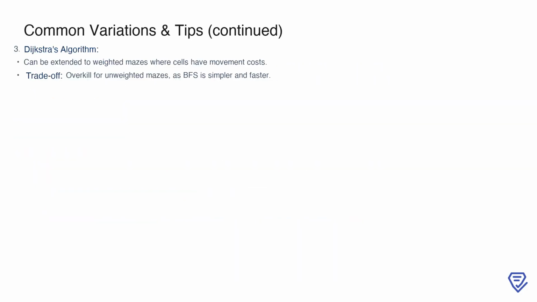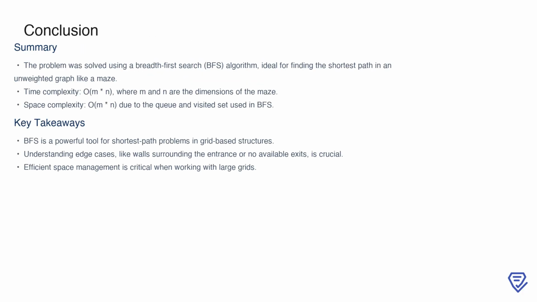Finally, for weighted mazes where cells have movement costs, you can use Dijkstra's algorithm. This approach is well suited for scenarios where different paths have varying costs, as it guarantees the shortest path in weighted graphs. However, for this specific problem, Dijkstra's algorithm is generally overkill. Since the maze is unweighted, BFS remains the simpler and faster solution. It's important to balance the complexity of your approach with the problem's requirements, and for unweighted mazes like this one, BFS is optimal.